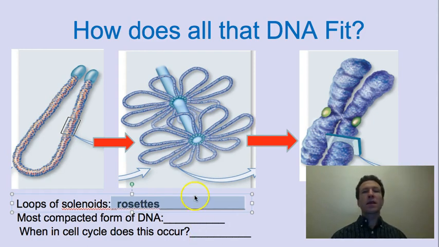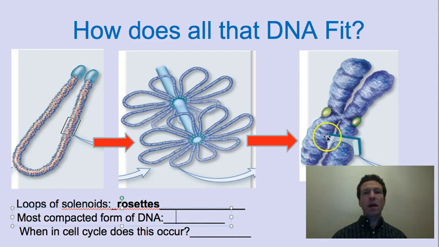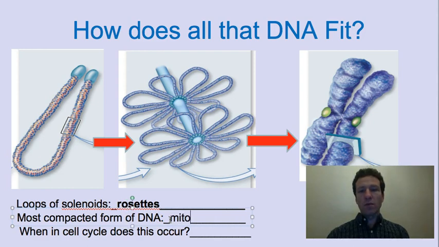The rosettes can get even further compacted. And this happens in most cells only when the cell is about to go through some form of cell division. During cell division, there's a lot of potential for tangling because the DNA is moving around. So it's really important to get it as compact as possible. And so we are going to call this mitotic chromosomes.